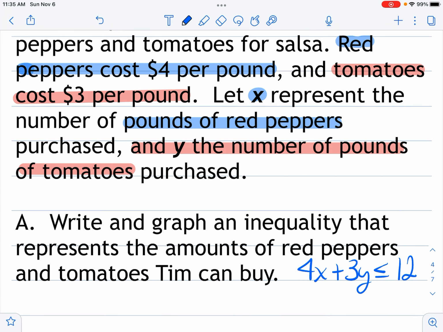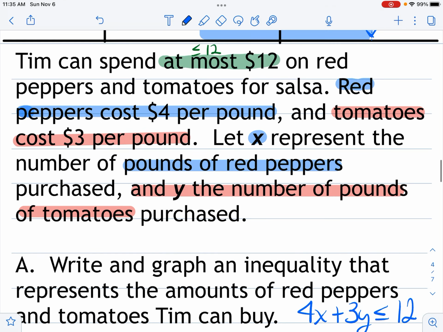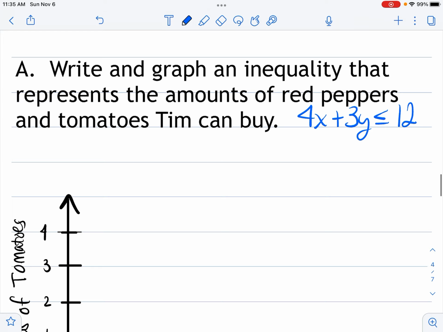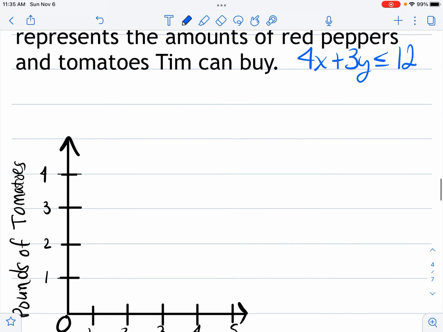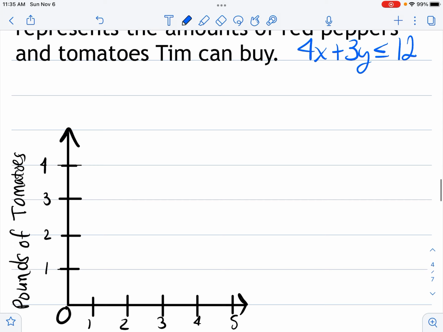Does that look right? Red peppers cost $4 per pound. Yep. Tomatoes cost $3 per pound. Yep. At most $12. That's the inequality. There's my graph. So I am going to solve this inequality for Y and then graph it. Why don't you pause the video and do that now, and then after you do yours, you can check it with mine. So go ahead and solve this inequality for Y. Graph the inequality on the coordinate plane you see. Remember that it's just a quadrant 1 plane, and I will pick up this conversation after you have completed this on the other side.